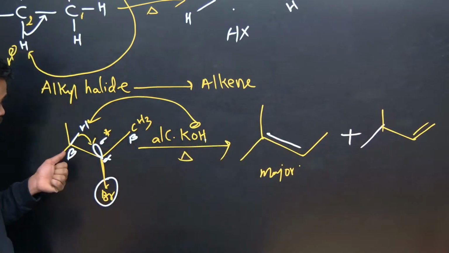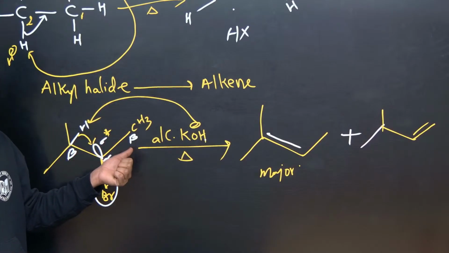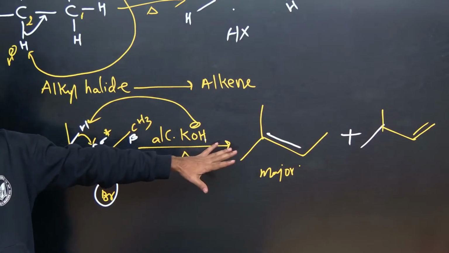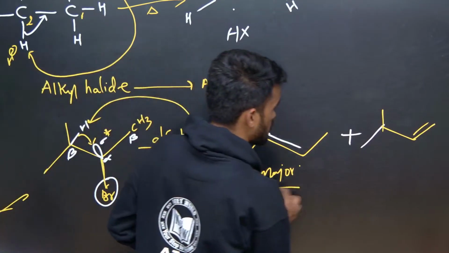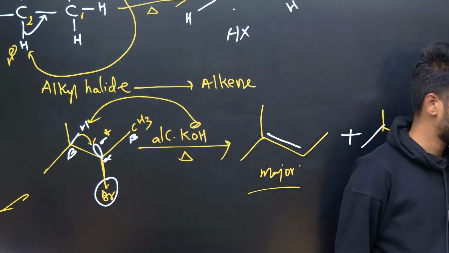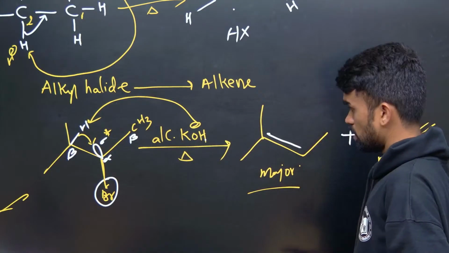Because beta protons are here and here, this can be abstracted, this can be abstracted. But which alkene is more stable? Internal alkene is more stable. That's why it is major and this will be minor. Okay. Next, elimination reactions.